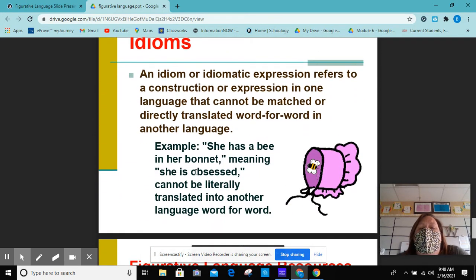Idioms. An idiom or idiomatic expression refers to a construction or expression in one language that cannot be matched or directly translated word for word in another language. She has a bee in her bonnet, meaning she is obsessed, cannot be literally translated into another language word for word.